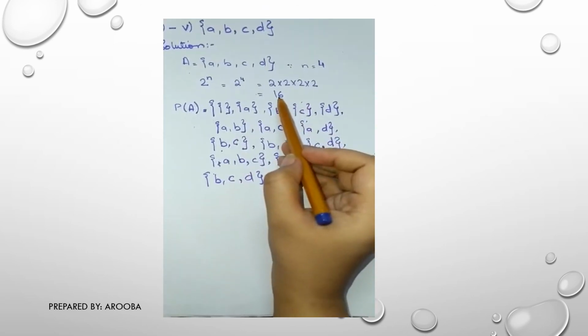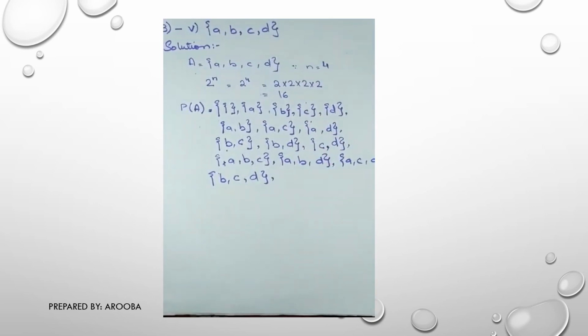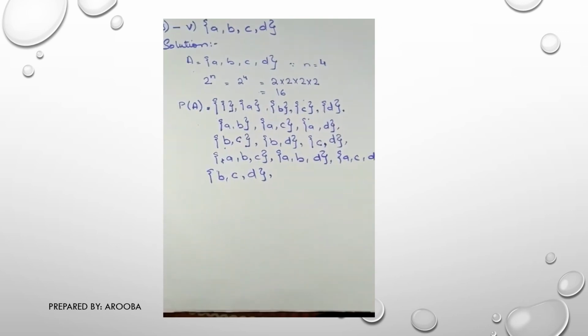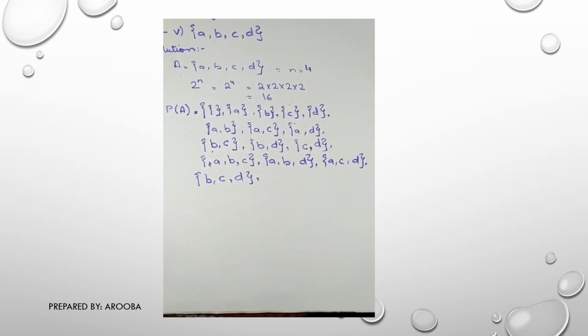And the required number was 16. Only one subset is left. So what will be that subset? We have discussed earlier that every set is a subset of itself.